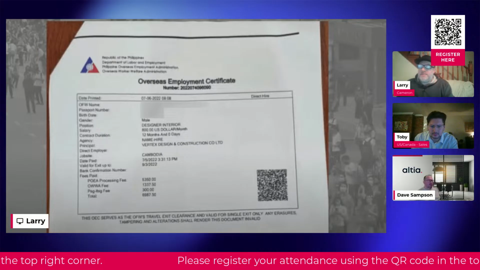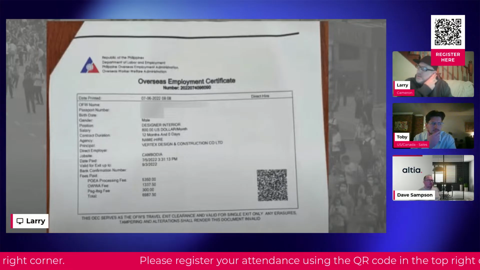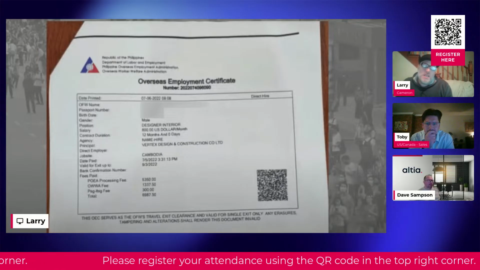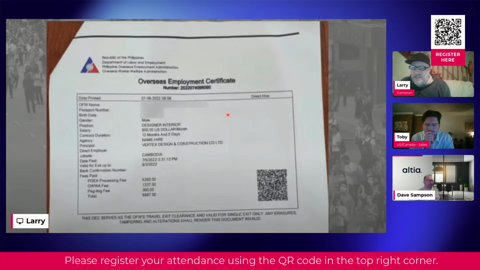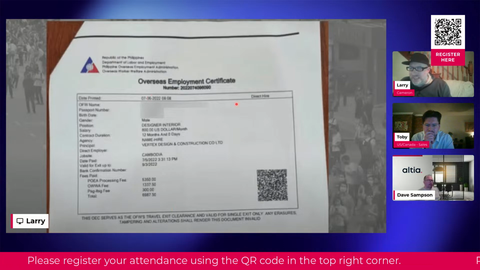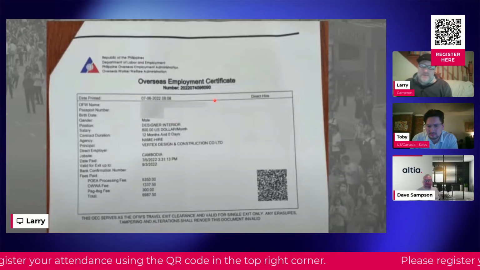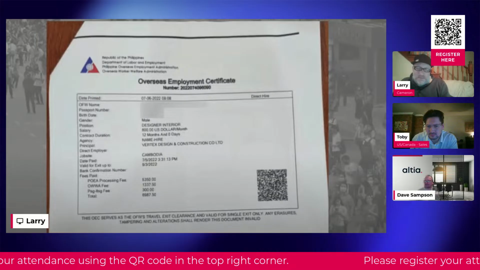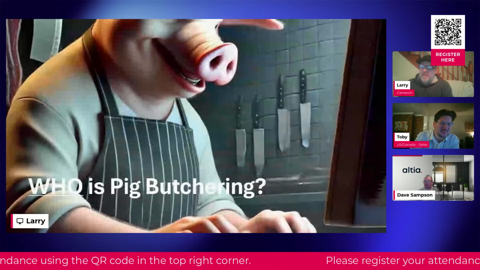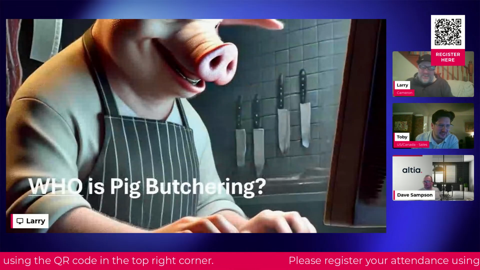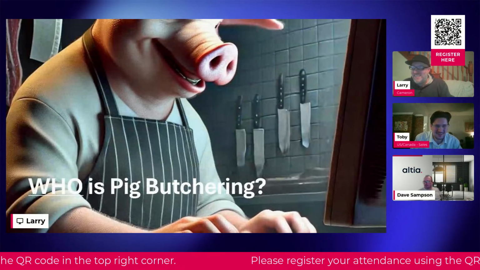They were preventing people from going to Myanmar from the Philippine embassy. And then they started getting these fake job certificates. So that was one way they were trying to get around it, by having an employment certificate. I don't want anyone to scan that QR code, but out of interest, where that led to.